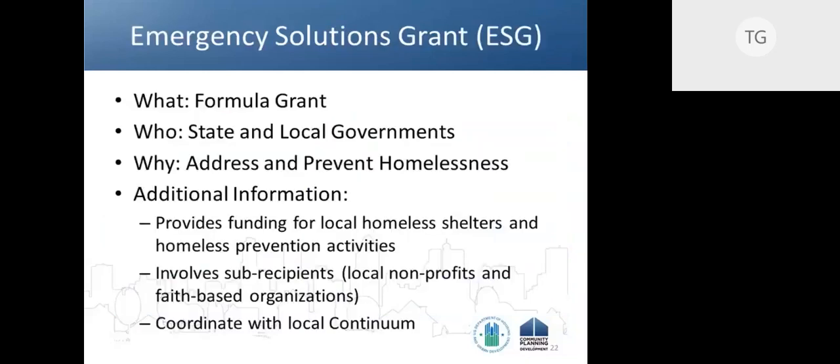We have the Emergency Solutions Program, which addresses and prevents homelessness. We provide funding for homeless shelters, homeless prevention activities, and it involves subrecipients, local nonprofits, faith-based organizations, and we coordinate largely with the local continuum.